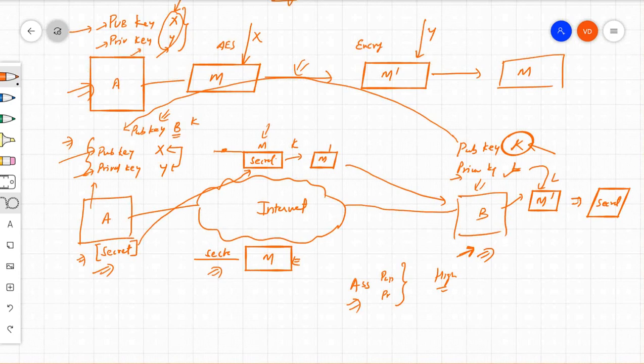We are just using it to share our secrets. Once the secret is at both places, there are no problems. We can use the symmetric encryption, which is not that computationally strong, which doesn't take that much computational power.